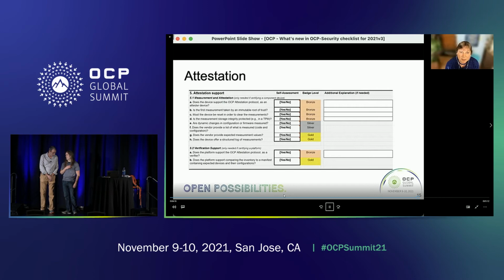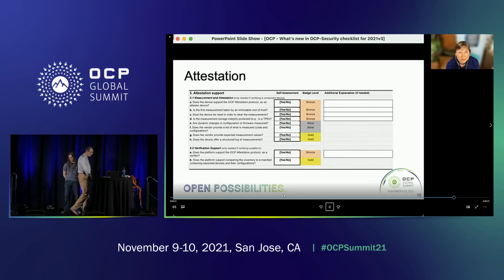In 5.1g, now we're up into gold, and there is a counterpart in the platform side. It says, does the vendor provide what's expected to come out of the device? What kind of measurements should be coming out? What's the level of firmware? What's the hash of the keys? In 5.2b, it's the platform side of that, which says, does the platform support getting one of those manifests and being able to compare that to what the device is providing?